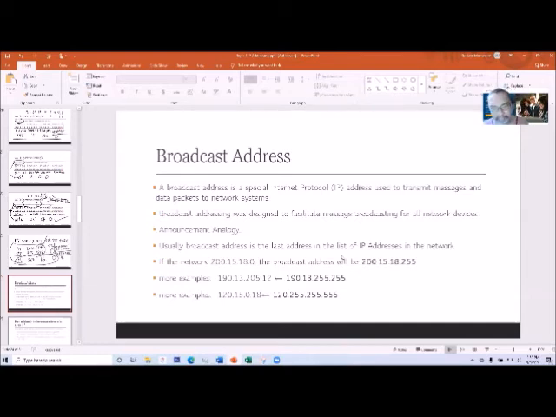Okay? So usually the broadcast address is the last address of the IPs in a particular network. If that network is 200.15.18.0, basically this is a class C, right? If it is a class C, it starts with 0 and it always ends with 255. So this number now is your broadcast address. That's very, very simple. If it is a class B, take note, class B is N.N.H.H. What would be the last IP address? Take note, for the host portion, all H's should be 255. The last is 255. That makes it the broadcast.